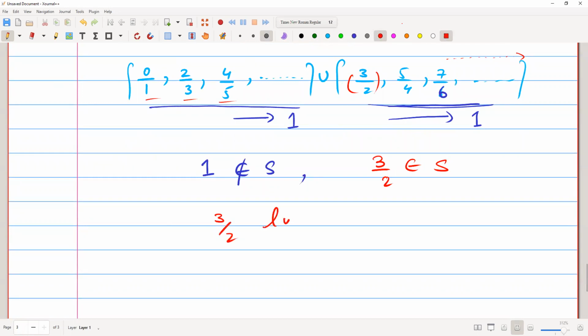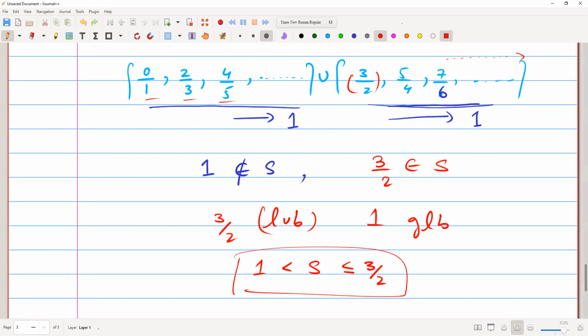the least upper bound because it is the largest number, and 1 is the greatest lower bound. So the set is bounded by 1, which is not in the set. 1 is not in the set, but 3/2 is in the set. So in this way, we can write the infimum and supremum of the sets.